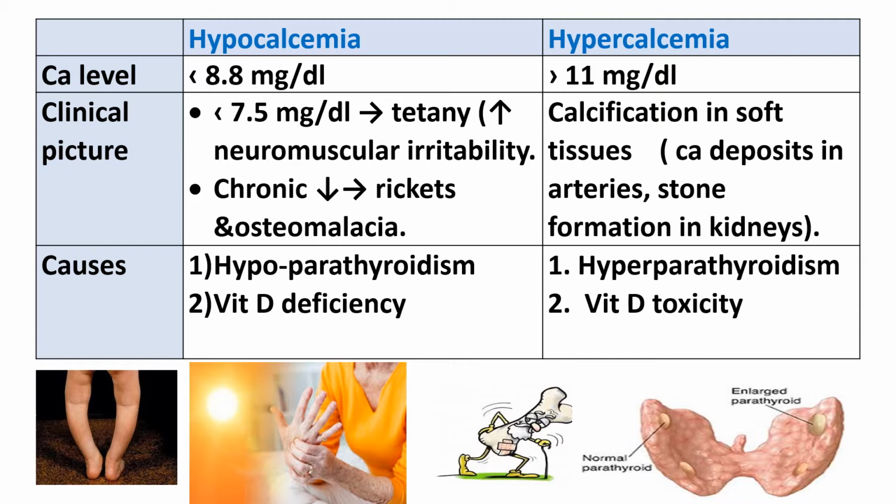The sources of calcium, of course, are milk and milk products, nuts, cabbage, and cauliflower. The absorption of calcium occurs in the upper small intestine by calcium binding protein. This is very important. Calcium binding protein is synthesized under the effect of the active form of vitamin D.